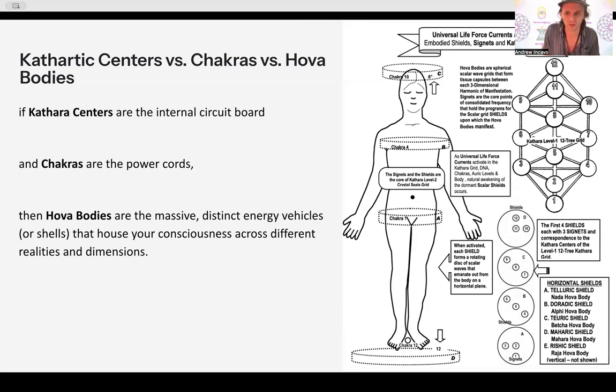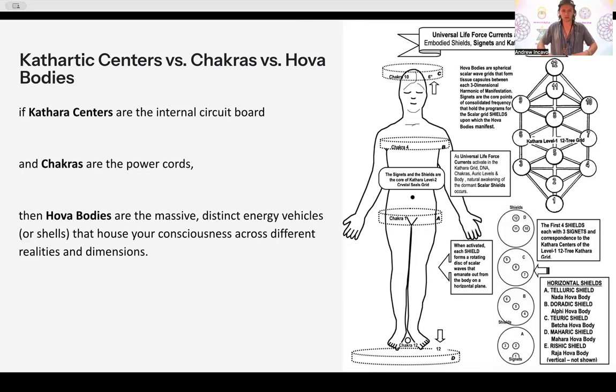connecting everything, including what? We just covered this in the last slide. You have the core of the earth, you have the galaxy up there, and you have the galaxy down there. These are the entire galaxy you're connected to. All right. And then that feeds into your hova bodies, which are massive, distinct energy vehicles or shells that house your consciousness across different realities and dimensions. So pictured to your right here are your hova bodies.